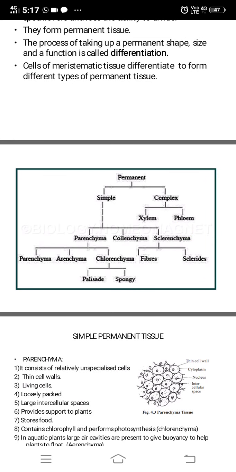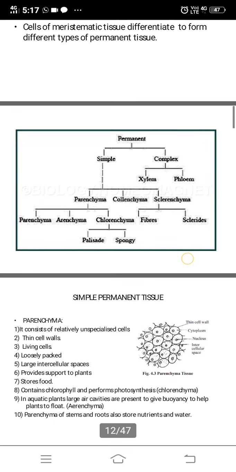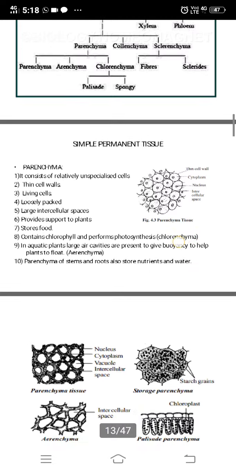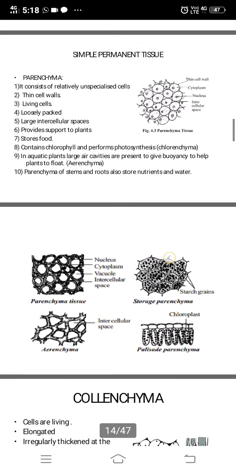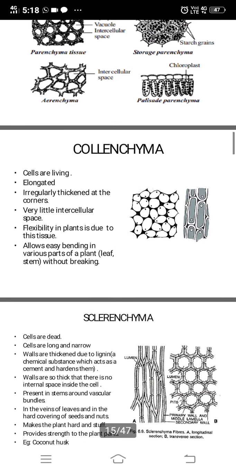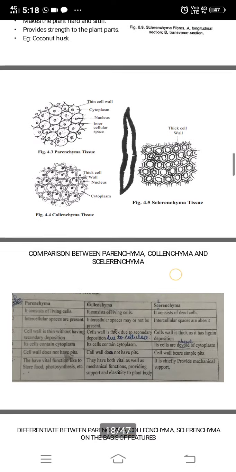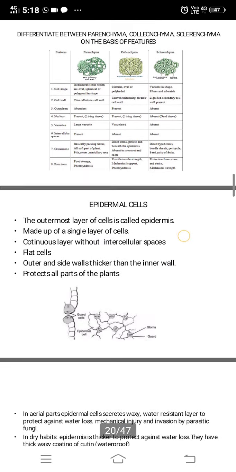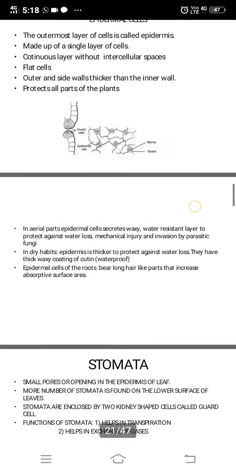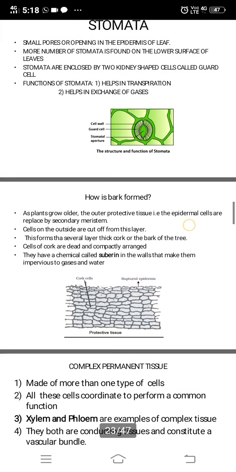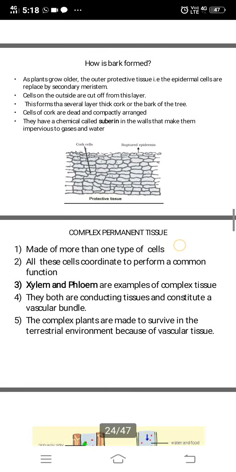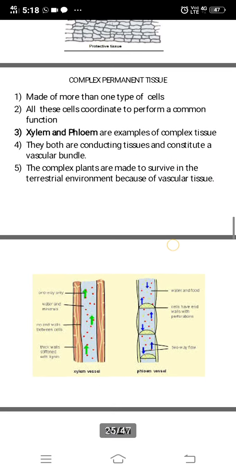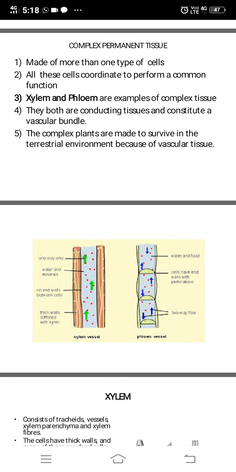Permanent tissue we had seen simple and complex permanent tissue. We had seen the types of simple permanent tissue, parenchyma, collenchyma, sclerenchyma. We had seen their differences. Then we had seen the epidermal cell and the stomata which is present on the epidermal cell. Coming to the next topic of permanent tissue, that is complex permanent tissue.